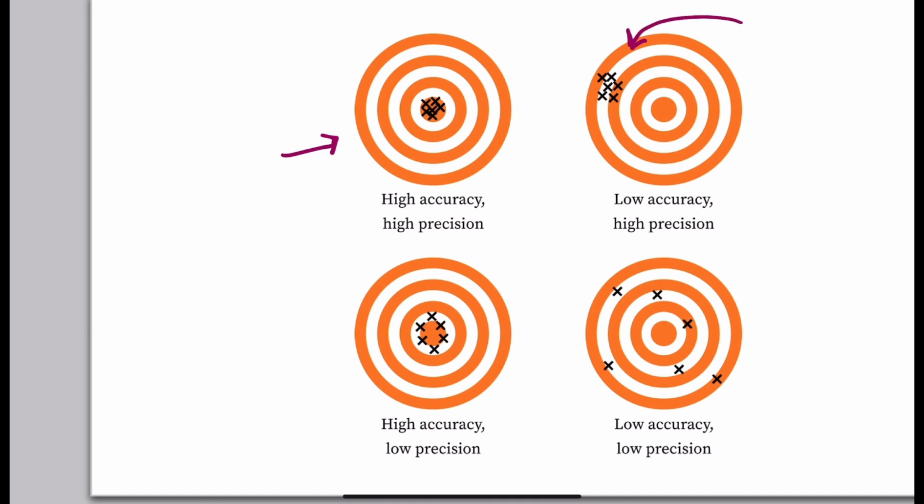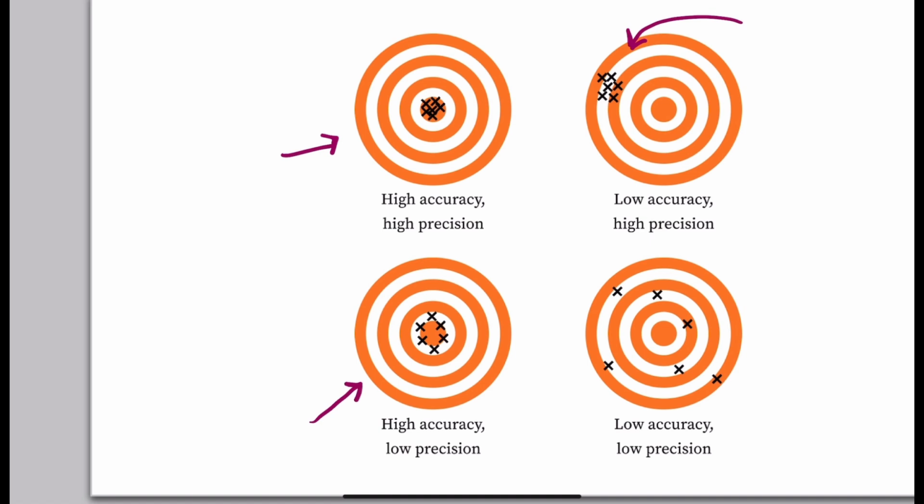Here, I see all my values are very close together. That gives your measurement a sense of high precision. If I was to look at the deviation of your measurements, they are all very close to each other. They have a high precision, but they're not near the bullseye, so they have a low accuracy.